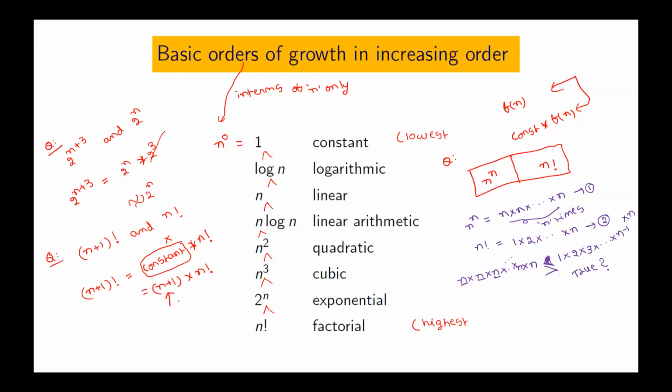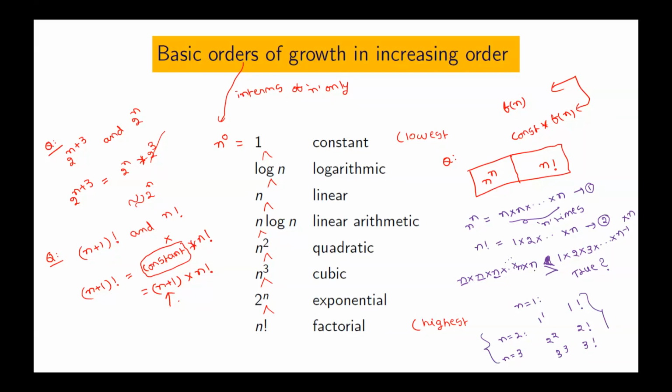Okay, bigger. Small values we need not consider. For example, n equal to 1: 1 power 1 and 1 factorial may be the same. n equal to 2: 2 square and 2 factorial. For n equal to 3: 3 cube and 3 factorial, 27 is greater than 6. That is correct.